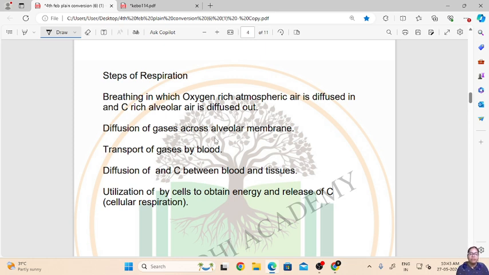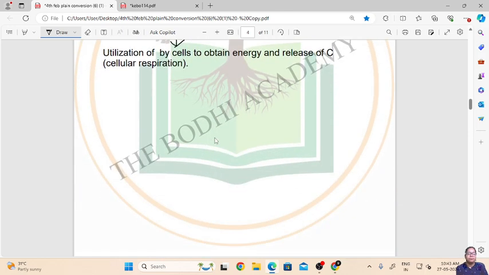That is the process of breathing, wherein the alveoli will take in the oxygen and carbon dioxide will be given out. Then diffusion of gases across the alveolar membrane, then the transport of gases by blood, then diffusion of gases between blood and the tissue, then utilization by cells to obtain energy and release carbon dioxide in cellular respiration. Okay, so these are the steps in the respiration of human beings.